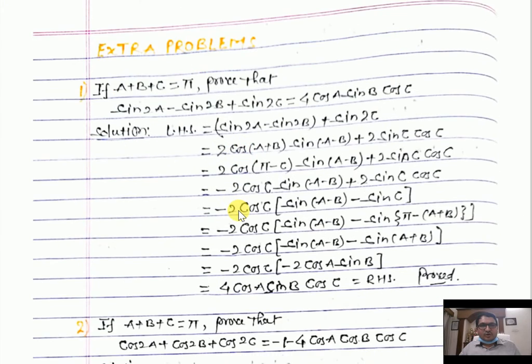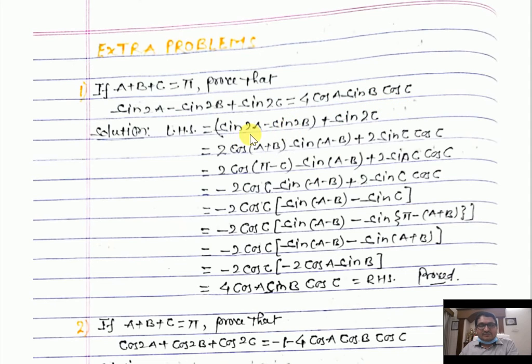There are some important extra problems I'm giving over here. This is for a triangle. In a triangle, the sum of all 3 angles is 180 degrees. Given a plus b plus c is equal to pi, prove that sin 2a minus sin 2b plus sin 2c is equal to 4 cos a sin b cos c.